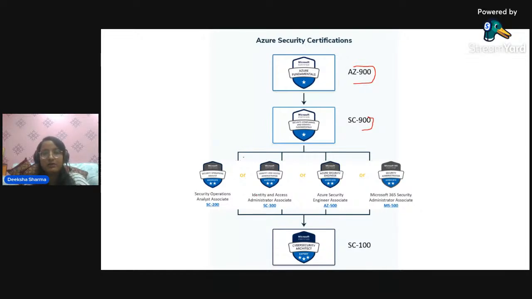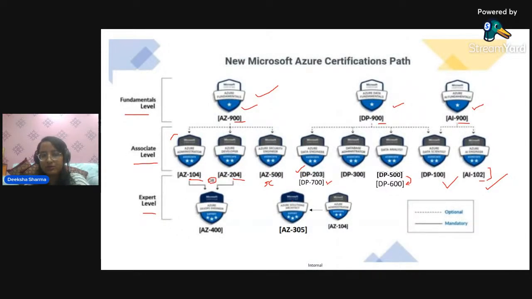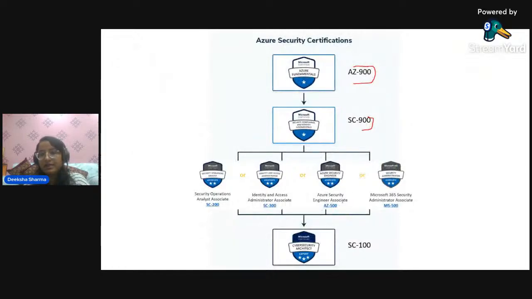Then here you also have associate level certifications planned for the SC series: SC-200 for security analyst, SC-300 for identity and access administrator, and then AZ-500, which I just talked about in the previous step. Then next you can go for MS-500, the administrator associate. You can go for any certification as a 2-star badge. Then the expert level certification is SC-100.